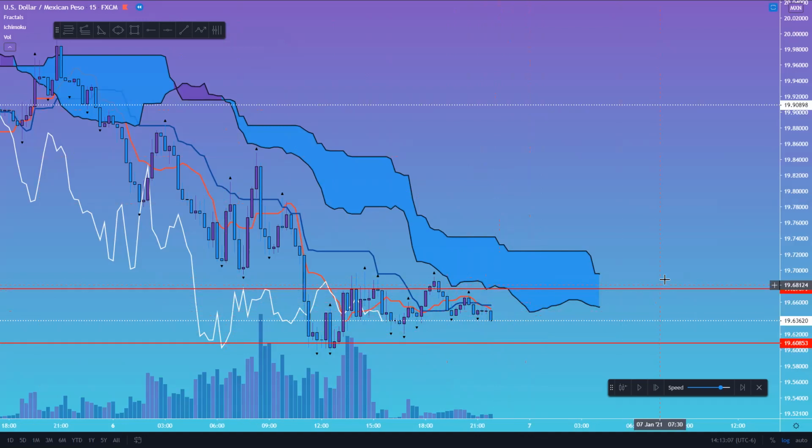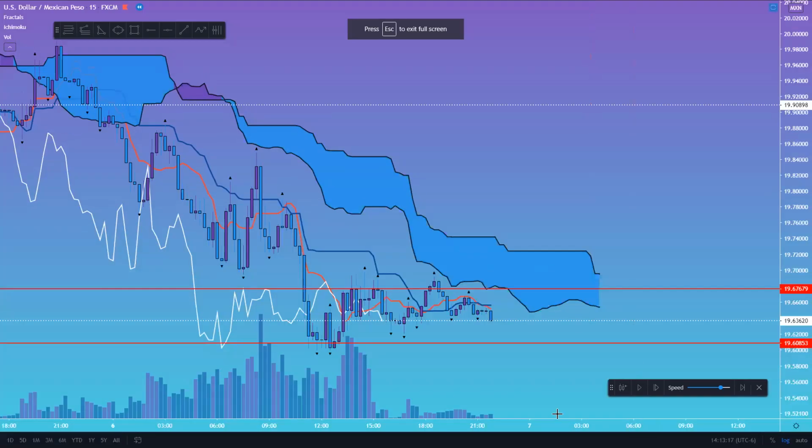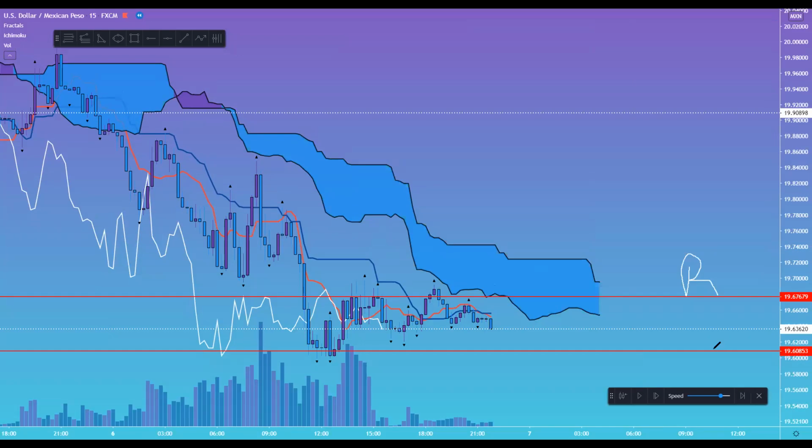So let me go ahead and do this as well. I'm going to mark this. Actually, no, I'll just keep this the same. Hold on a second. I'm gonna just put S and R. So resistance, support. So price is ranging between those levels.